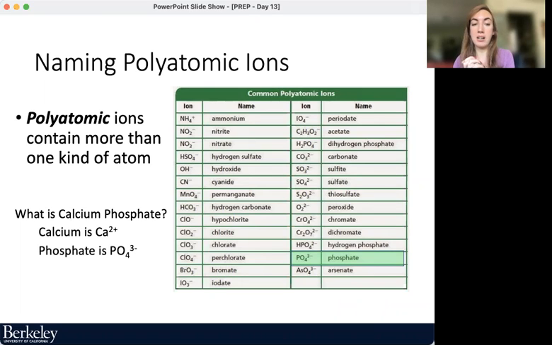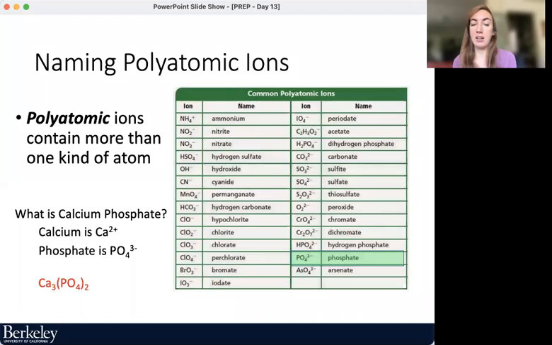So I'm going to need 3 calciums for every 2 PO4s in order to end up with a 0 charge result. So I will have Ca3(PO4)2. So getting the names of these, if you have the table, is pretty easy. You just find the relevant one on the table.